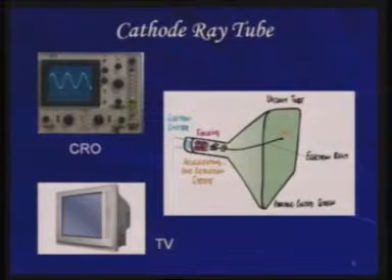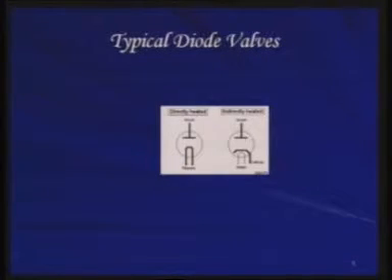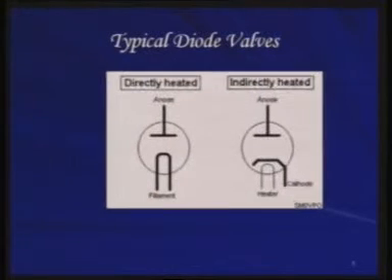So let us go to the very basic thing. The simplest vacuum tube device is a diode. A diode essentially has two electrodes. One is called the cathode and the other is called the anode. The anode is normally positively charged, a positive voltage is given to it, and the cathode or filament is kept at ground potential.